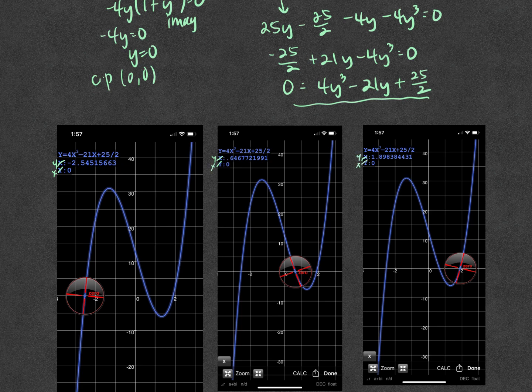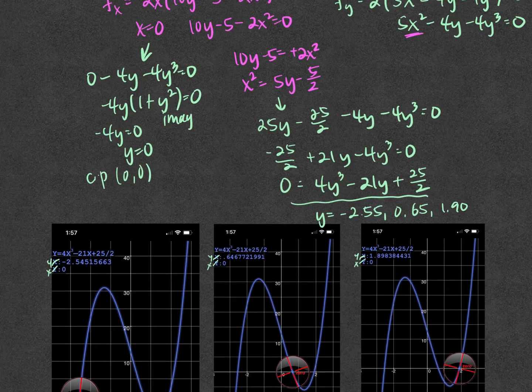And the critical points then are the y values, in this case, y equals negative 2.55, positive 0.65, and positive 1.89, which rounds up to 1.90. So those are our 3 critical points for the y values. And then because we used x squared, we're going to have to continue on from there. And I have to go back up here.